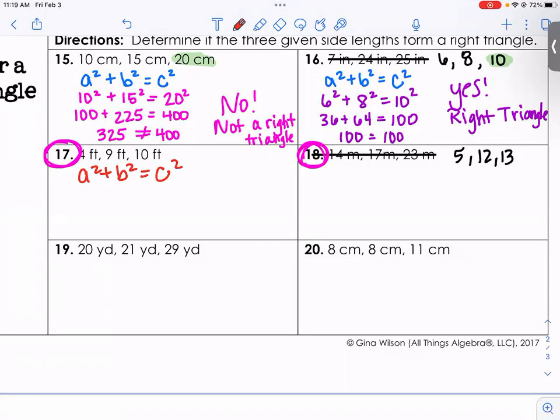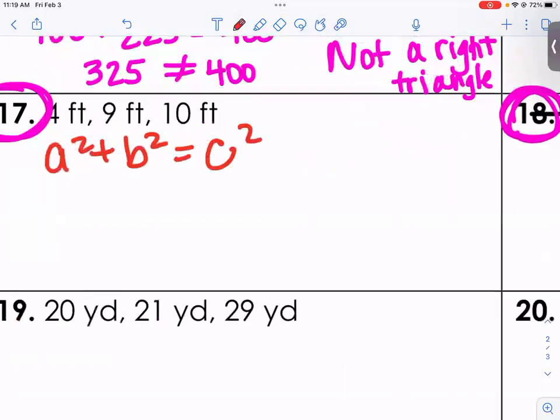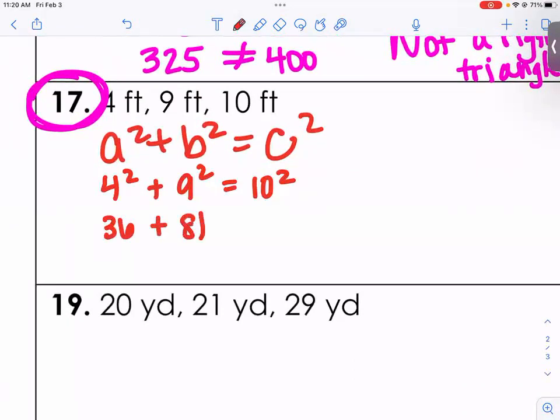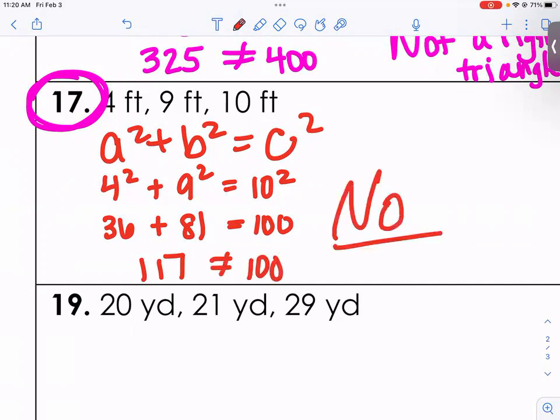Ariana, what do you think about 17? Is it a right triangle? No? If we take 4 squared plus 9 squared equals 10 squared. 36 plus 81. What is that? 117? Yeah. That is not 100. Nope. Not a right triangle.